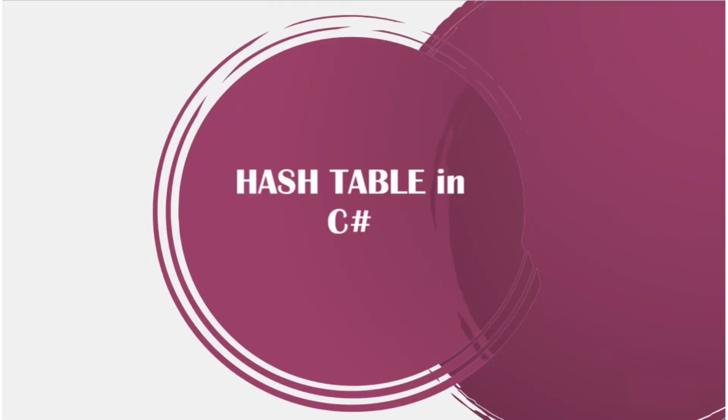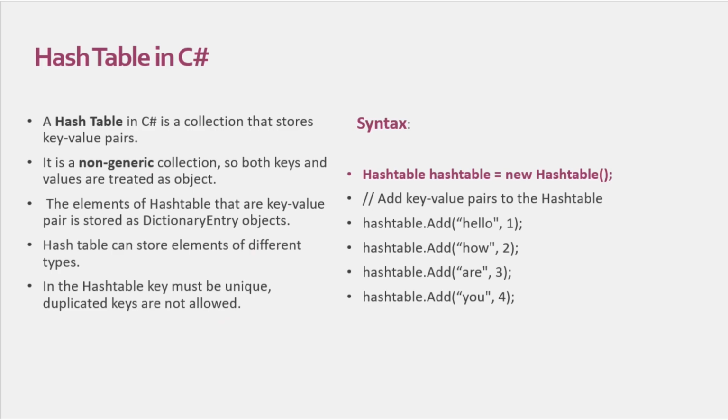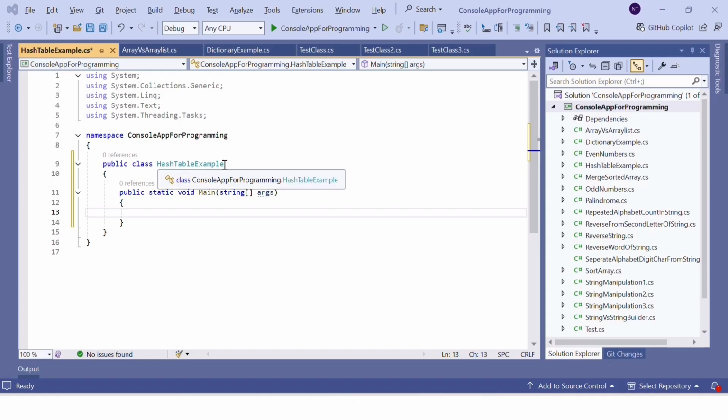So let's get started. A hash table is a collection that stores key value pairs. It is a non-generic collection, so both keys and values are treated as objects. The elements of a hash table are stored as DictionaryEntry objects. On the right hand side I have given an example of a hash table with its syntax, so you can see what the syntax is and how we can add values in a hash table.